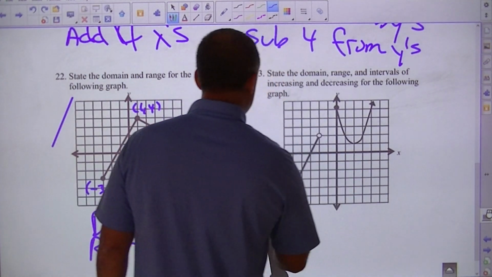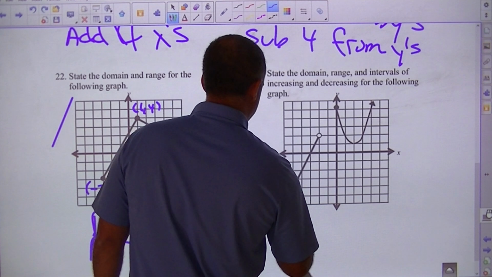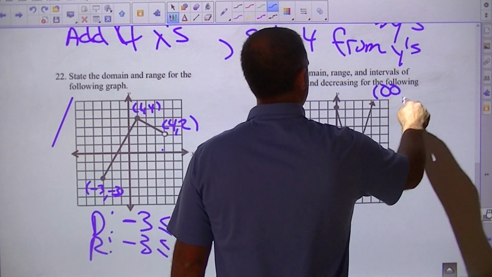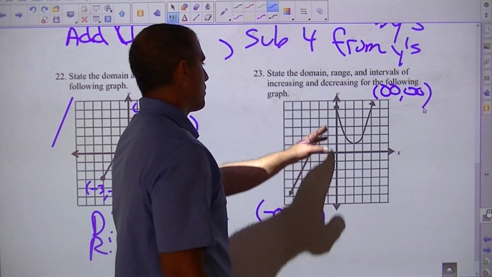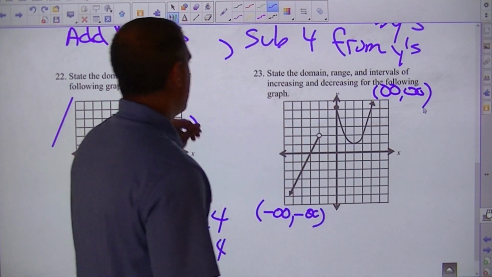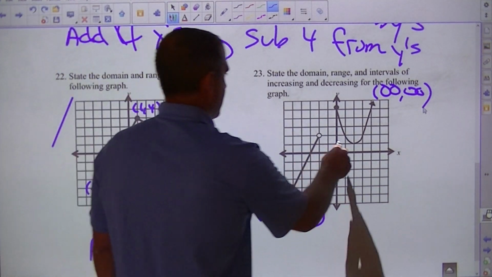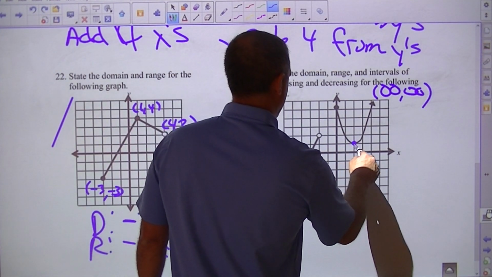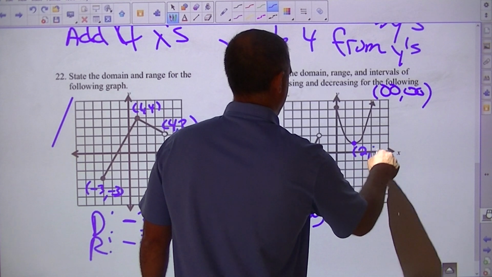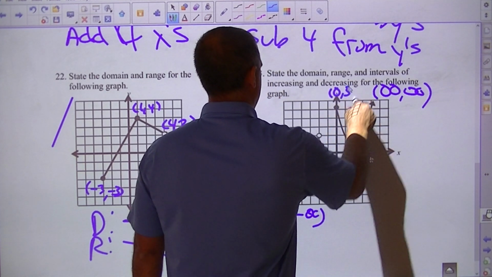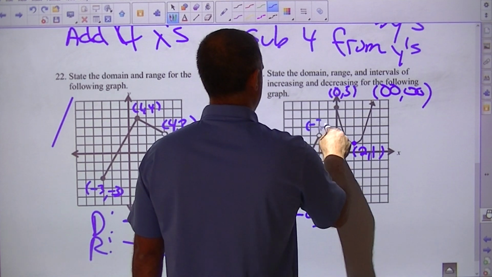This one, I got to label the arrows. This is negative infinity, negative infinity. This is positive infinity, positive infinity. I think this graph was supposed to be shifted over, so we won't worry about it. This one I'm supposed to label 1, 2, that's 2, 1. This is 1, 2, 3, 4, 5, 0, 5. This is negative 2, 2.